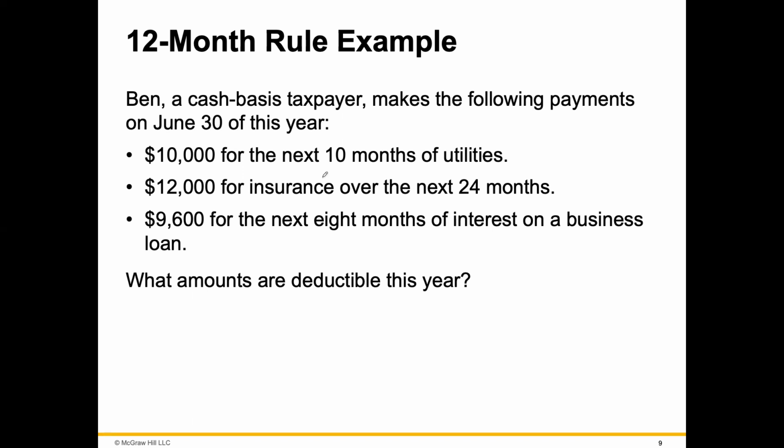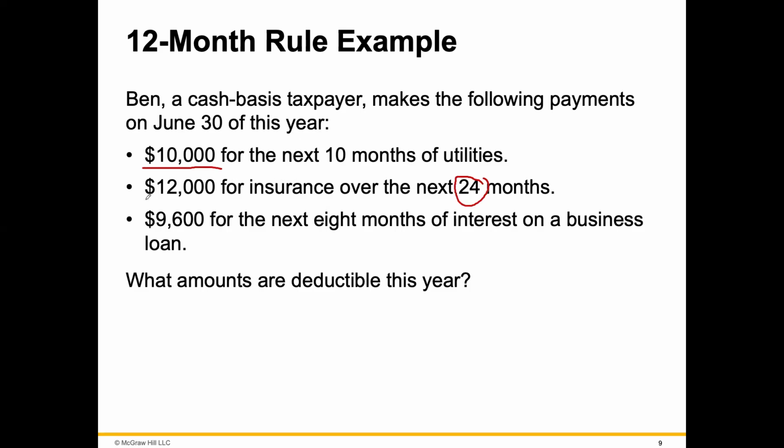So first, the $10,000 is deductible. The benefit does not exceed 12 months. It doesn't extend beyond the next year. For the insurance, this one exceeds 12 months. See, we're going into 24 months here. So Ben can only deduct 6 months for this year.